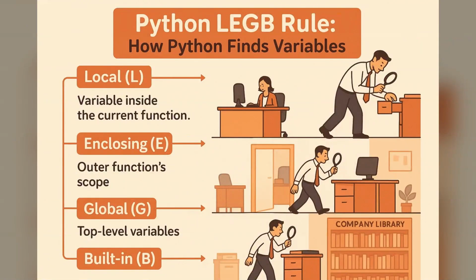Think of it like an office worker searching for a document. They start with their own desk, then check their manager's desk, then the head office, and finally the company library if needed. In short, the LEGB rule guides Python through these levels to locate any variable.